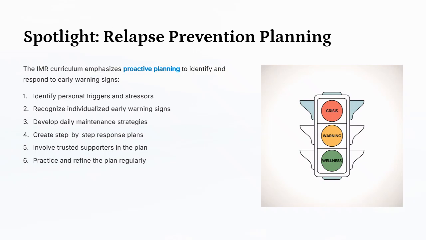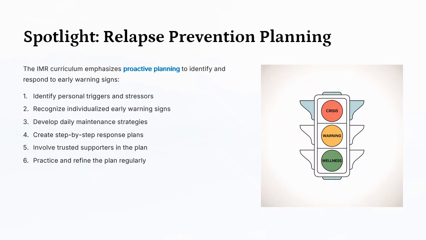Involving a support system. A relapse prevention plan is more effective when it involves the individual's support network. The plan would clearly identify who can help and what specific role they can play, such as alerting the individual to warning signs or helping them with a coping strategy.